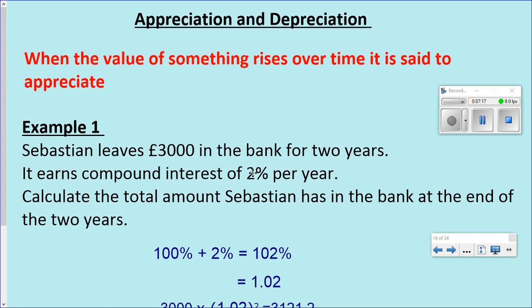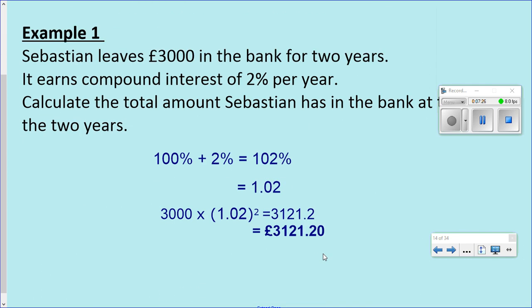So our first step, because it's interest, we're going to add on, so it'll be 100% plus 2 equals 102%. And we're going to change that to a multiplier by dividing by 100 to get 1.02.